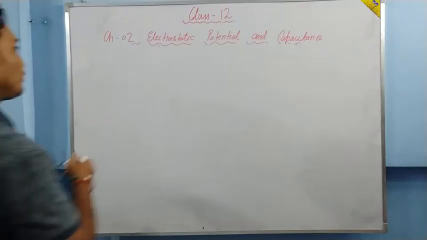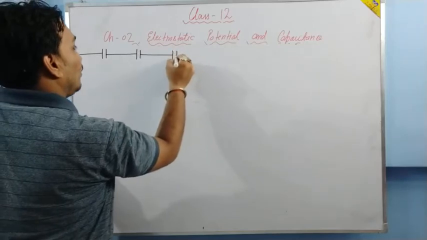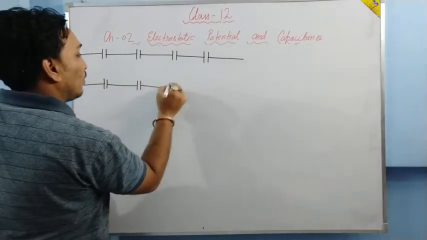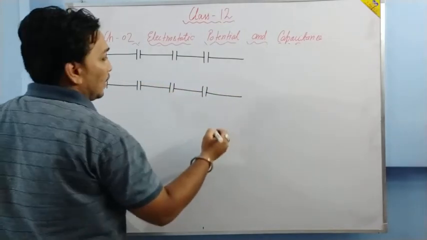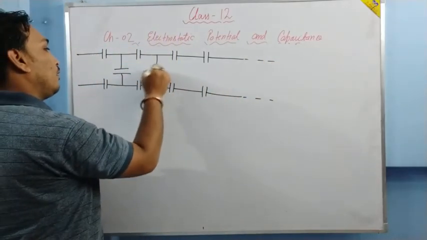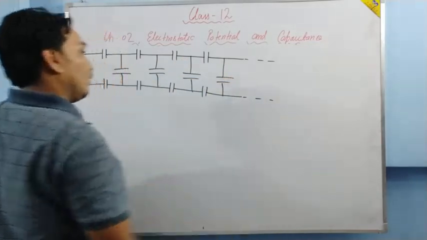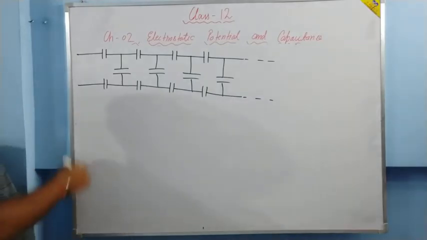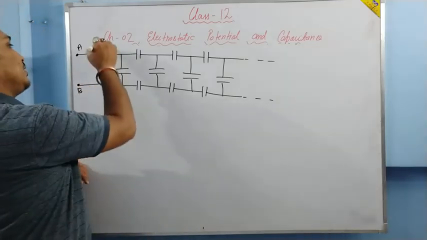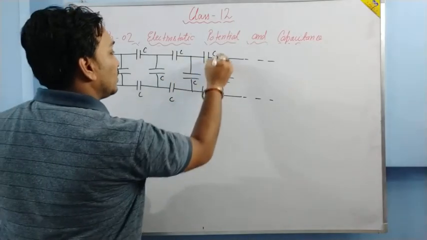Like, suppose in one question it can be given like this. Okay, this is the kind of question we have. Let this point be A, let this point be B. Let the capacitance of all be C. All are having C capacitance.